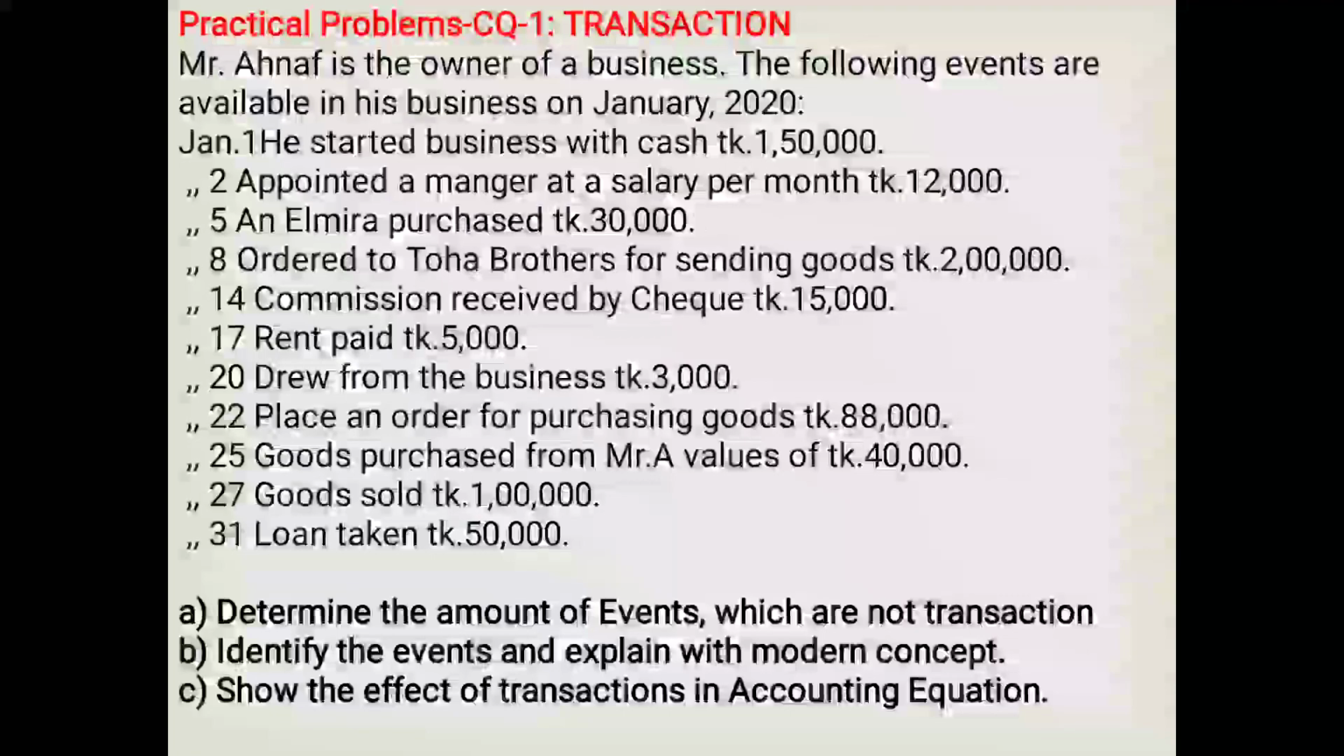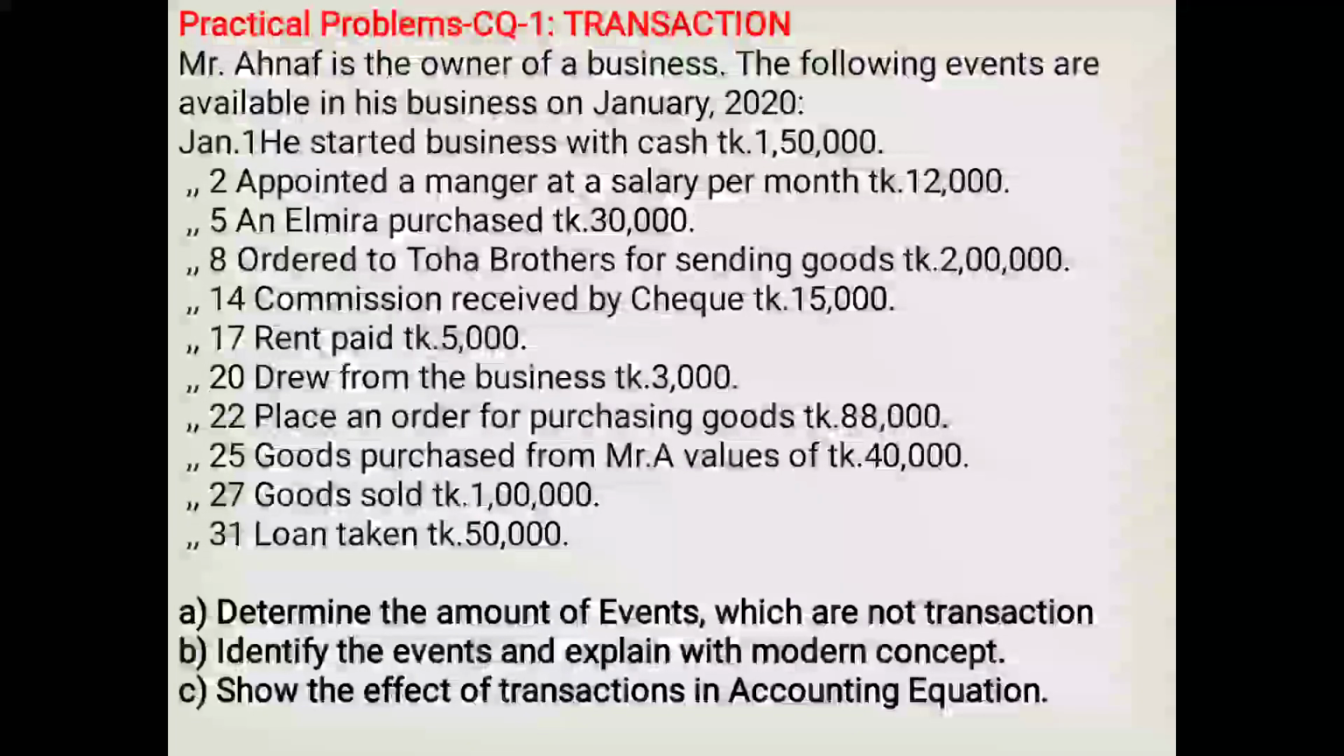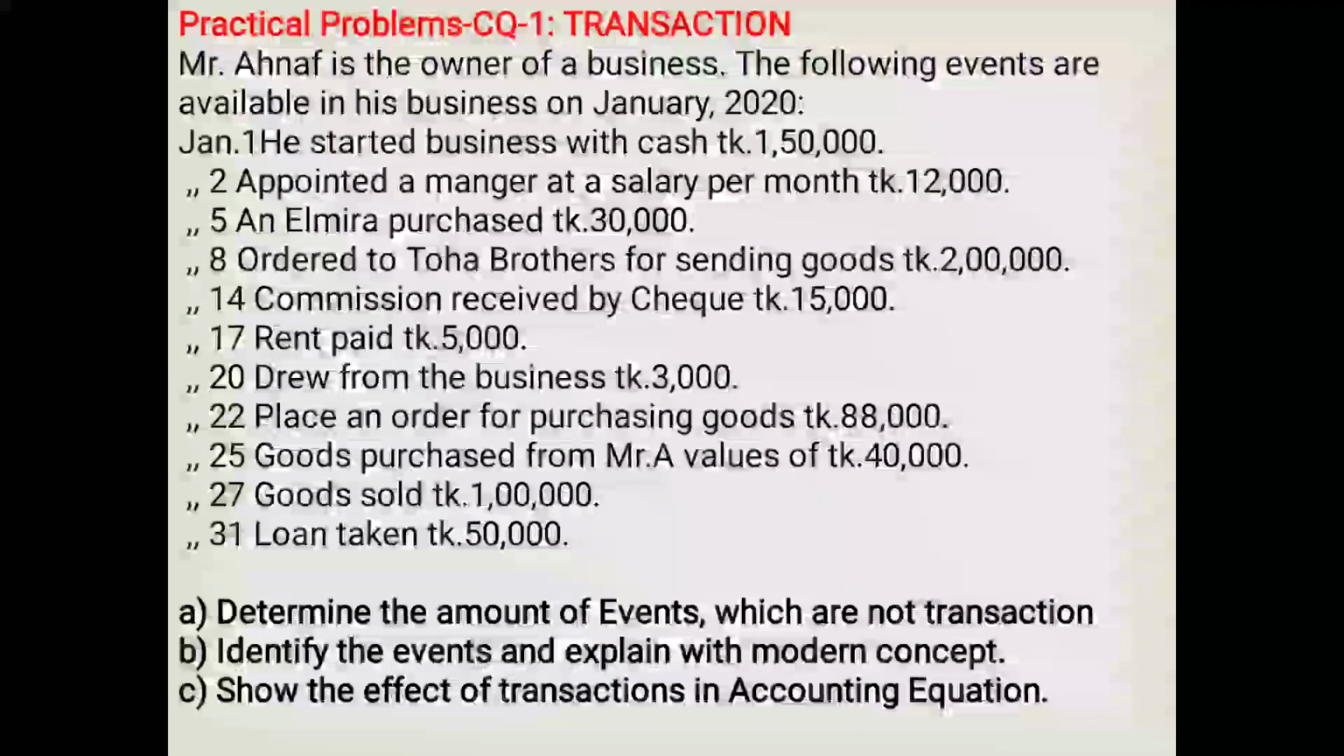The last one is 31, loan taken. Loan taken is the transaction. It is related to the cash account and the loan account. Cash comes into the business, so one kind of asset increases, and a loan comes into the business, so liability increases for the business. This is the reason. Dear learners, you have completed requirement B, that is, identify the events and explain with modern concept.